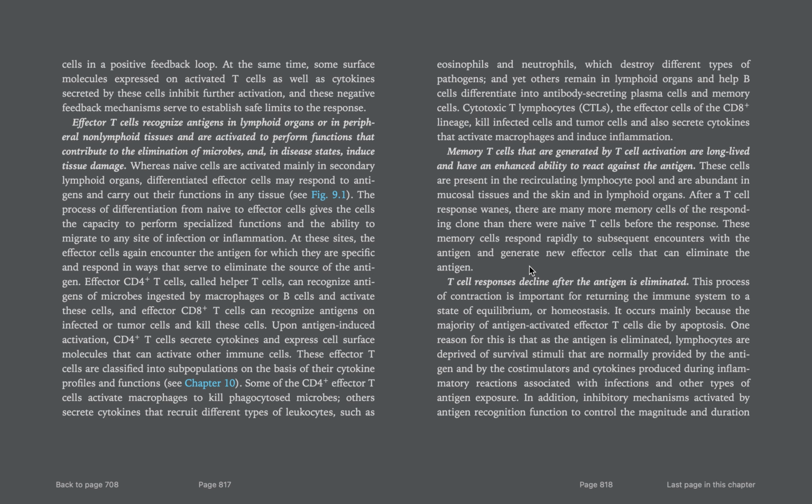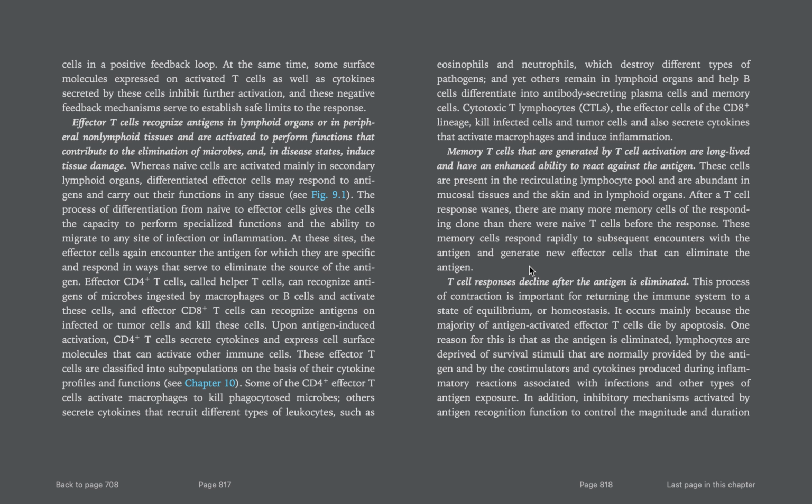The process of differentiation from naive to effector cell gives the cells the capacity to perform specialized functions and the ability to migrate to any site of infection or inflammation. At these sites, the effector cells again encounter the antigen for which they are specific and respond in ways that serve to eliminate the source of antigen.